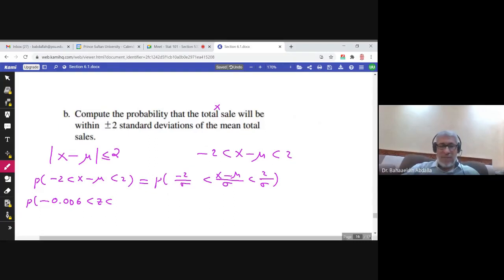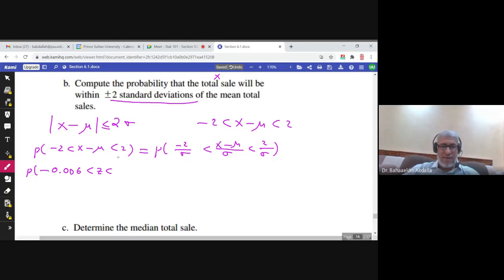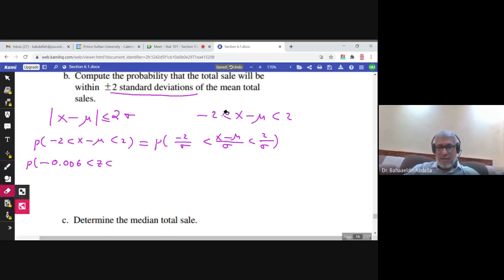But here, pay attention, sorry. Plus or minus 2 standard deviations. It's not 2, you see, this number is very small. I realized that there is something wrong here. It's 2 standard deviations. So we have, in fact, 2 standard deviations here and here. So this is -2 sigma and this is 2 sigma.